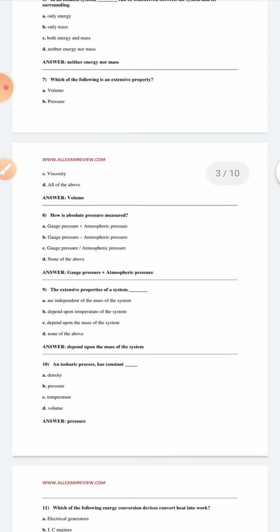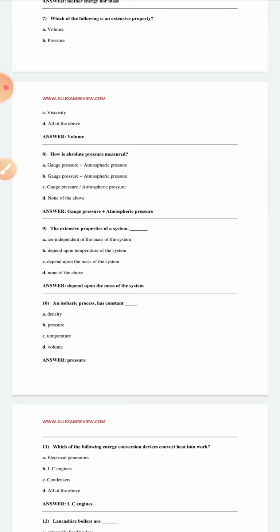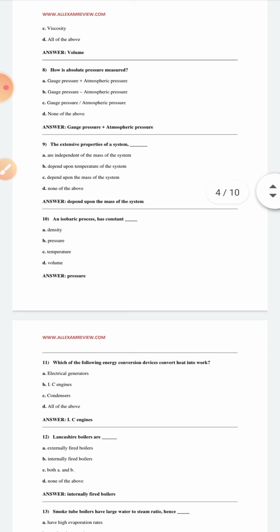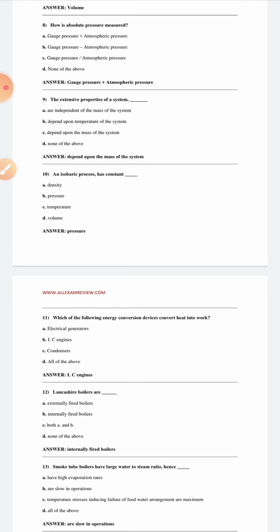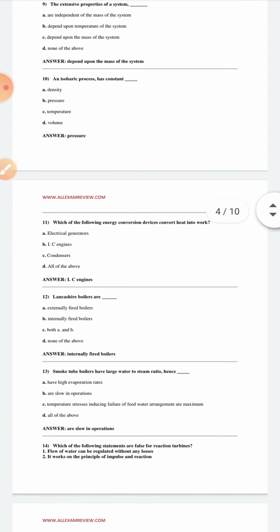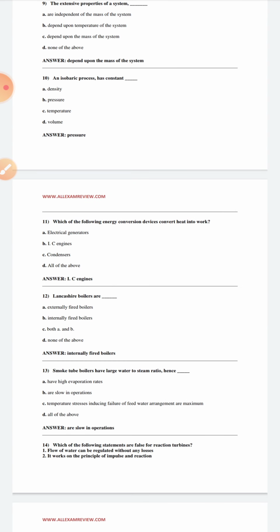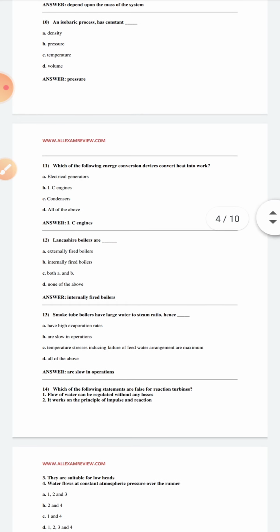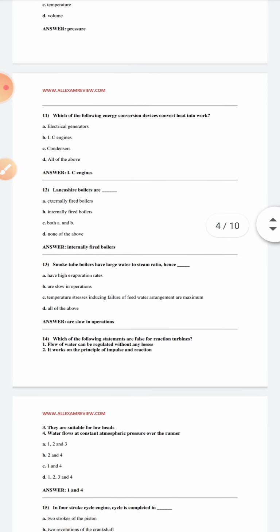The extrinsic property of the system depends on the mass of the system. An isobaric process has constant pressure. Which of the following energy conversion devices converts heat into work? IC engine. Lancashire boiler is an internally fired tube boiler. A smoke tube boiler has a large water to steam ratio, hence is slow in operation. Which of the following statements are false?